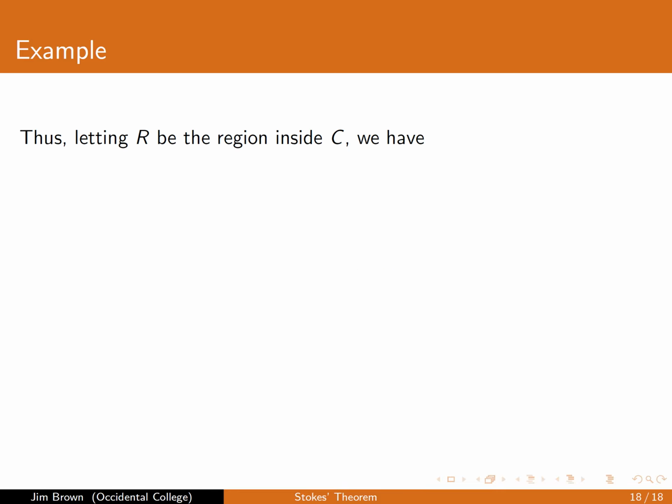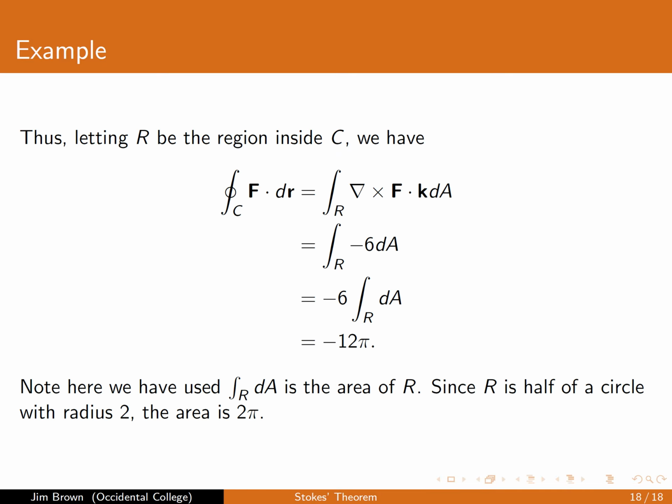So now if we let R be that region inside C, Green's theorem tells us that the line integral of f dot dr around C is the same as the integral over the region R of the curl of f dotted with k dA. We just saw that that curl dotted with k is minus 6. So we can bring minus 6 outside that integral. And then we're just integrating dA over the region R, which is just the area of R. And we saw R is a half circle of radius 2, so the area is 2 pi. So our integral here is just minus 12 pi.